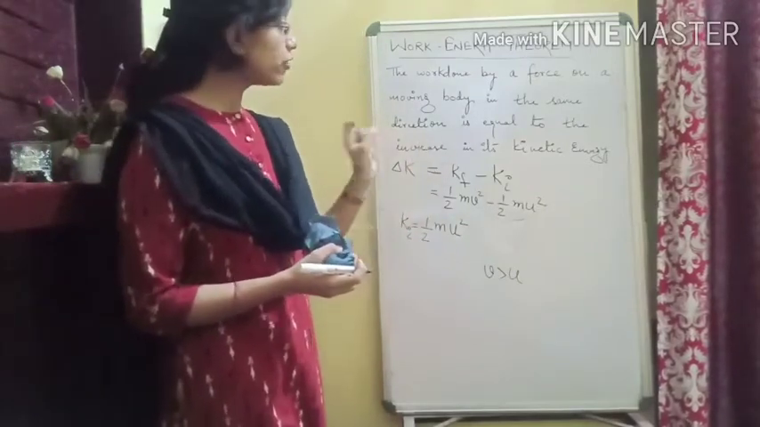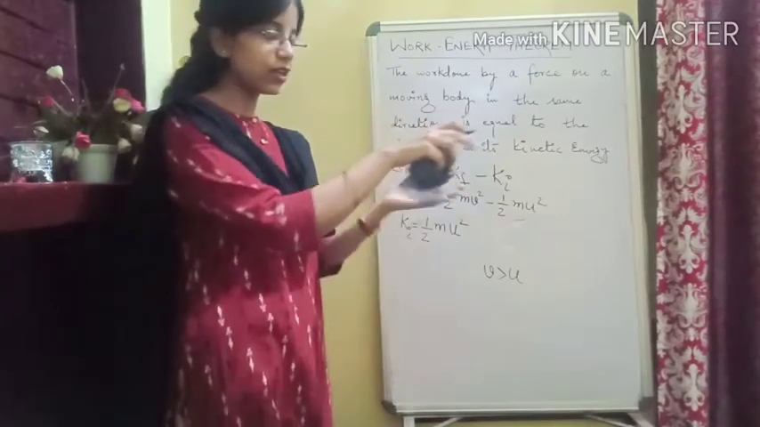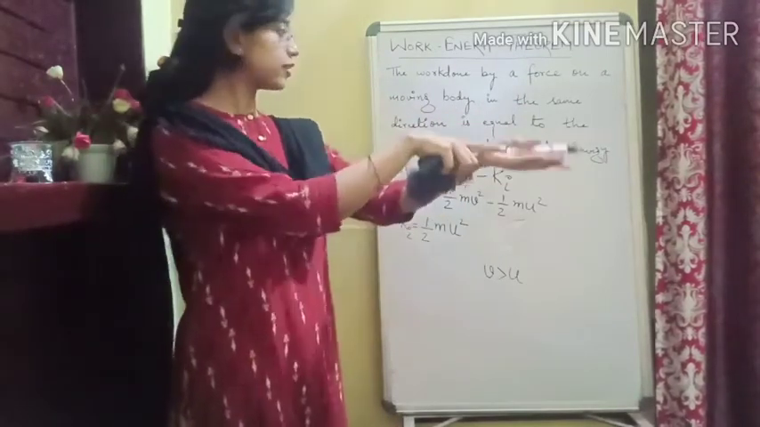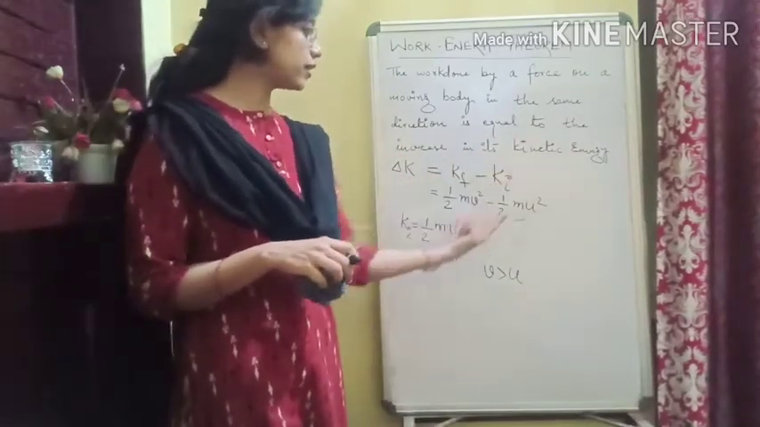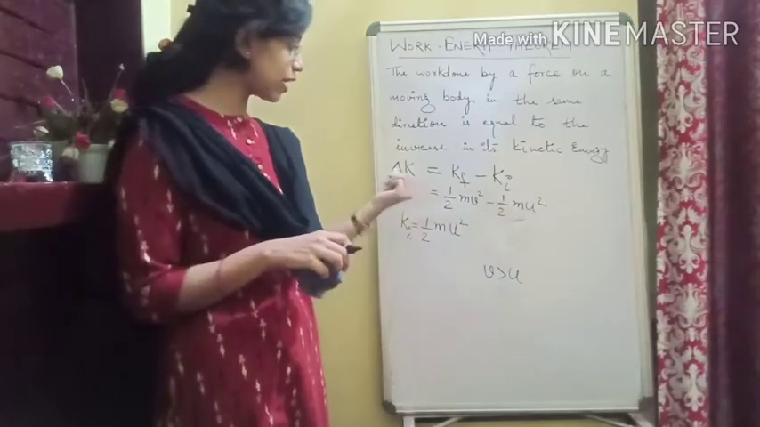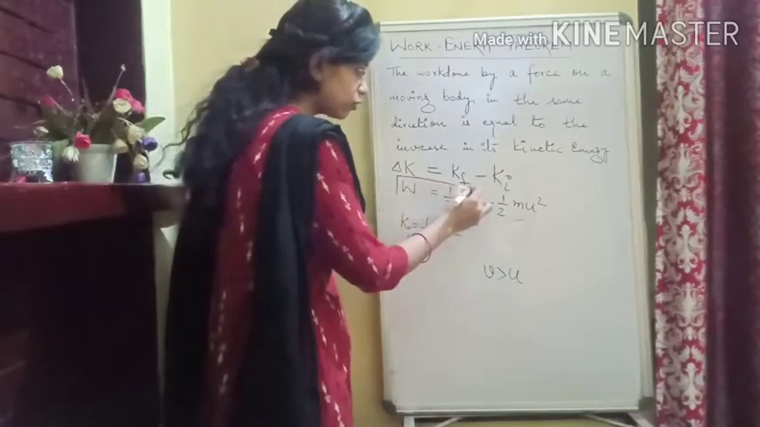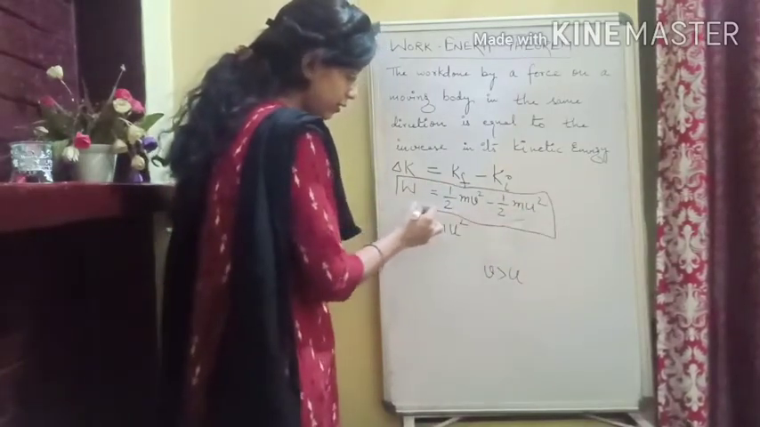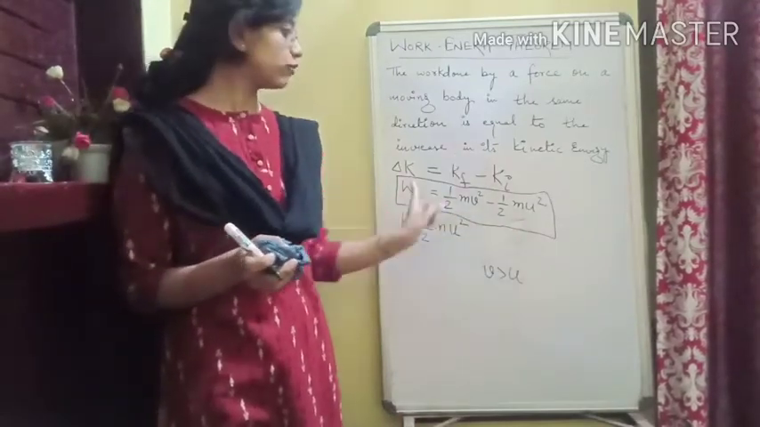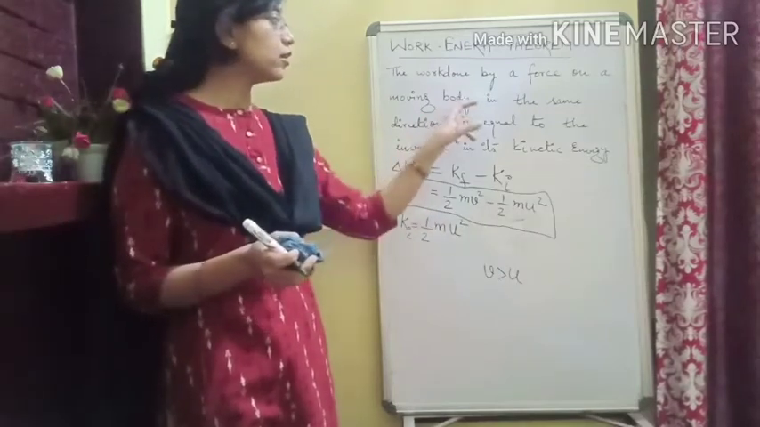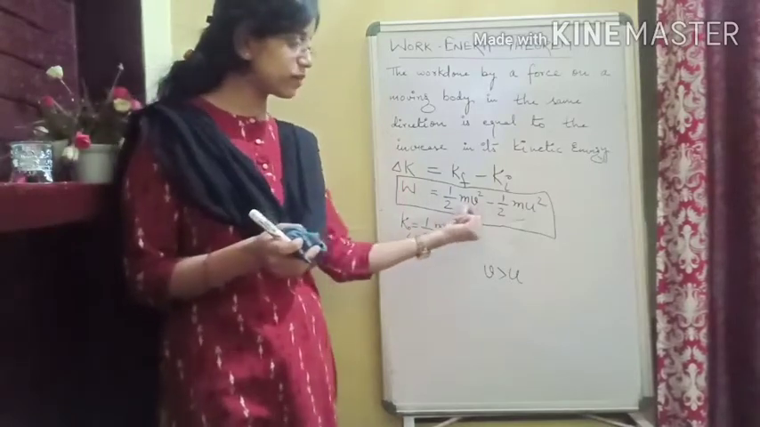And now what we have learned: the work done by a force on a moving body in the same direction is equal to the increase in its kinetic energy. This is the change, the increase in kinetic energy, and it must be equal to the work done. Now you can see the expression: the change in kinetic energy will be equal to the work done. This is the statement of the Work-Energy Theorem, and this is the mathematical expression.